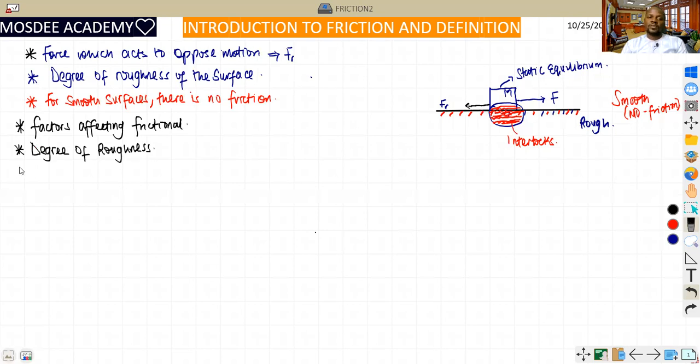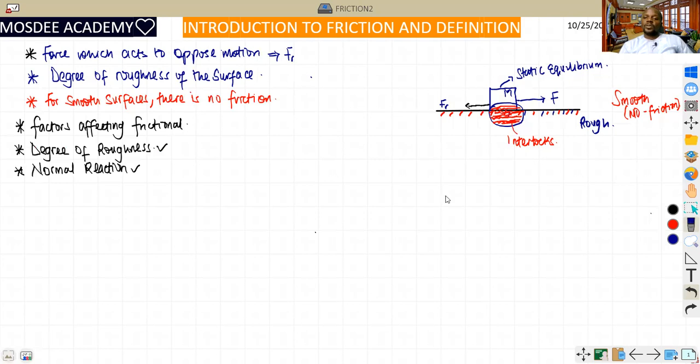Another important fact you can also keep down is the normal reaction. So these are the two major factors that affect the frictional force of the body.